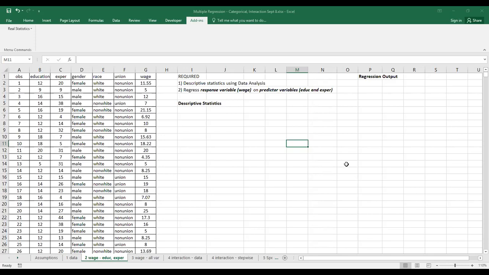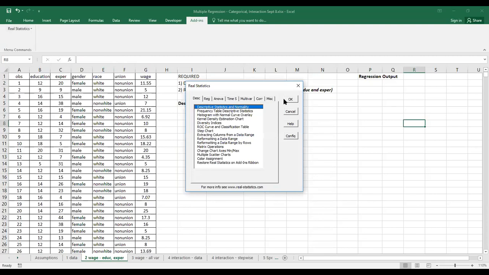All right. So first, guys, let's regress wage on education and experience. I leave this descriptive statistics to you guys. Pero pag ginawa nyo to, dapat yung wage katabi dun sa ano. Katabi dapat. So pwede nyo ilipat yung wage dun sa education and experience. So let's go first to the regression output. So let's use yung real statistics, and then data analysis tools.